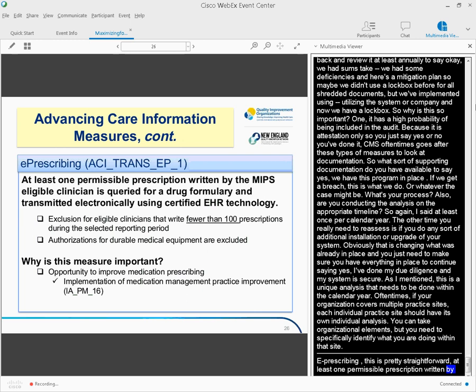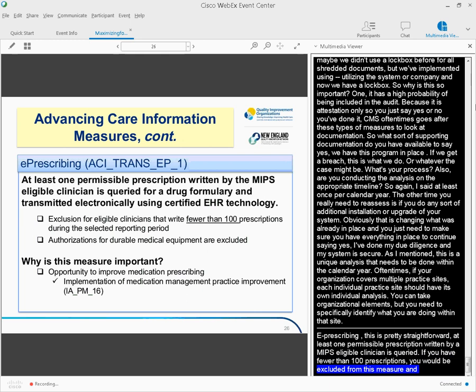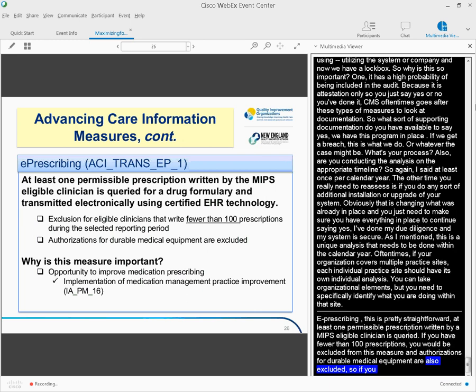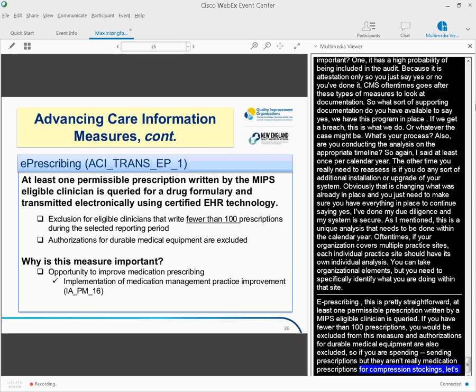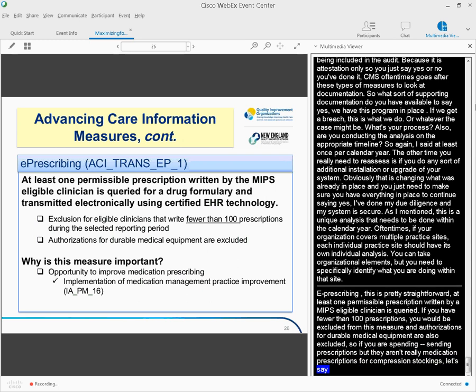So if you're sending, let's say, prescriptions, but they're not really medication prescriptions for compression stockings, let's say, or other medical toilet apparatuses, you couldn't include those. They would be excluded from this measure.